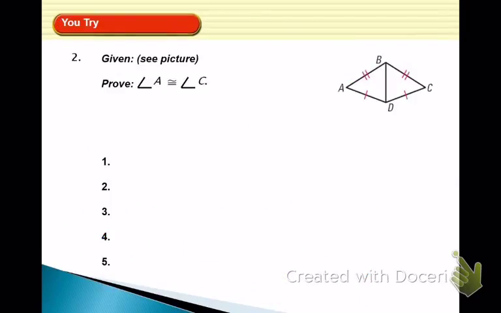All right, try to use CPCTC in a proof in this one. So stop the video, and when you have your proof written out, start it up again and see how you did.